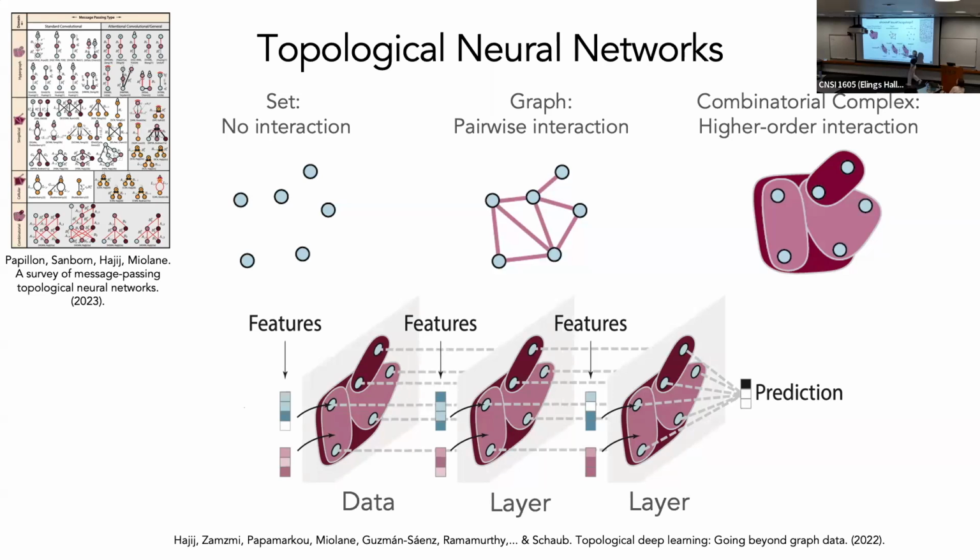So here we still have 6 neurons, but now neurons can be related not only by edges or pairwise interaction, but maybe 3-way interaction or 4-way interaction. And I also have different shades of pink because maybe some interactions are stronger than others. So you can think of this as a very general framework to encode all types of interactions.